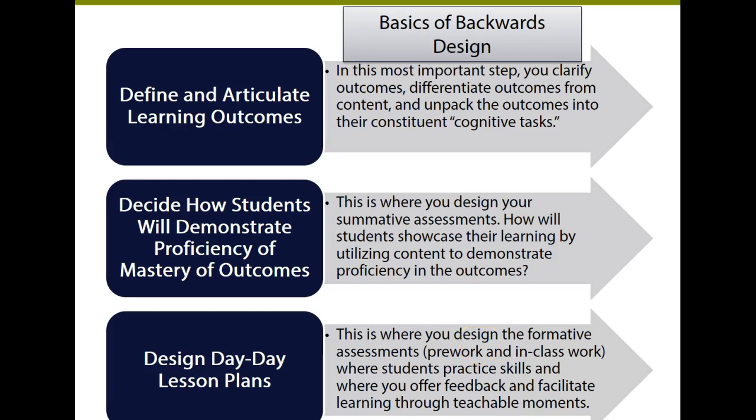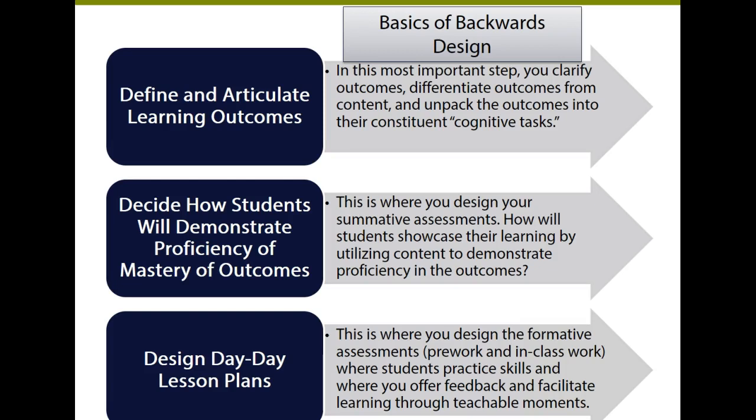So what are the basics of backwards design? This is kind of the way Wiggins and McTighe talk about it, and I think it makes a lot of sense. There are 3 steps. Define your outcomes, decide how students will demonstrate proficiency or mastery in those outcomes. McTighe and Wiggins talk about what kinds of evidence students are going to have to produce so you will know how effectively they have met those outcomes. And then design the day-to-day lesson plans.